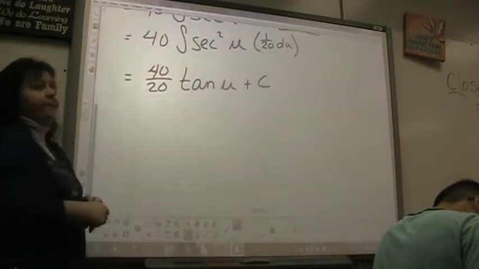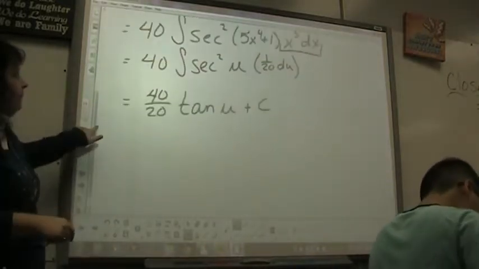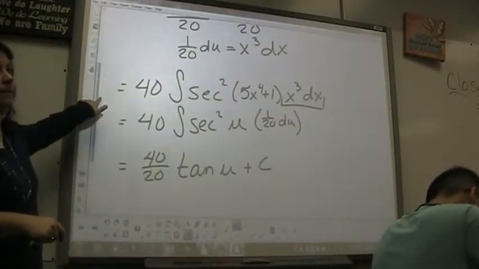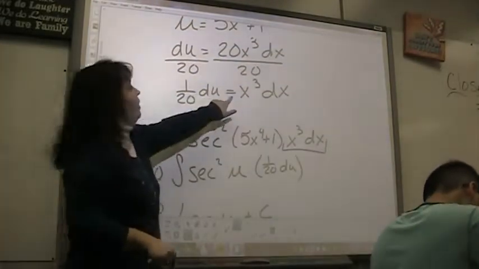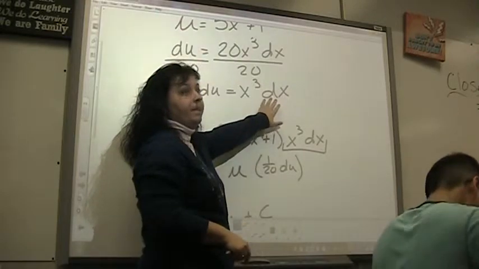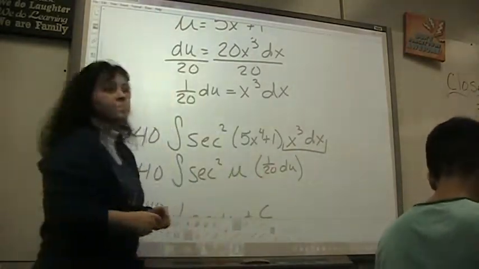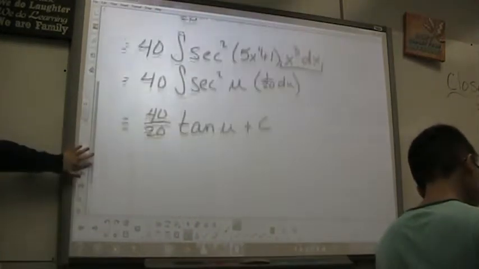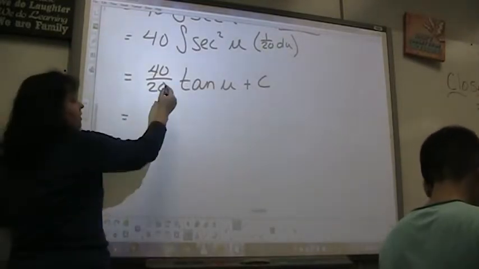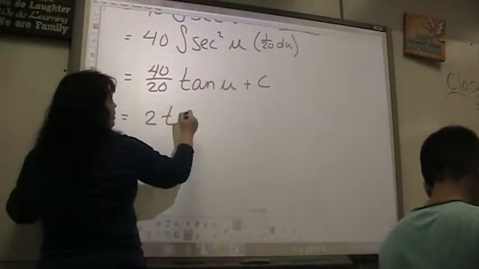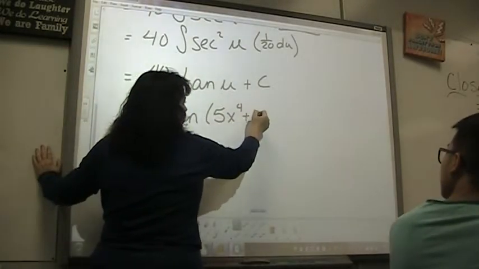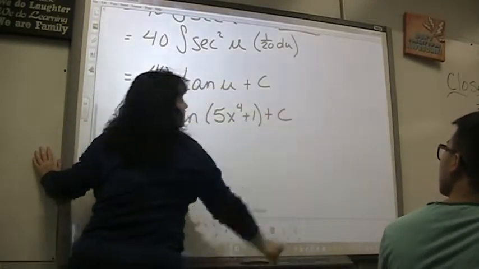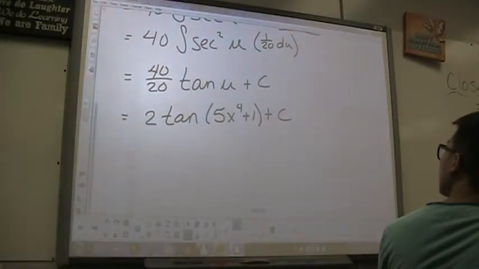Shauna, yes, ma'am? Can you scroll up? How did that turn to 1 something? It's the same thing. Right here I made the substitution. Oh yeah, okay. And then that's 2 tangent of 5x to the 4th plus 1, plus C. That's it.